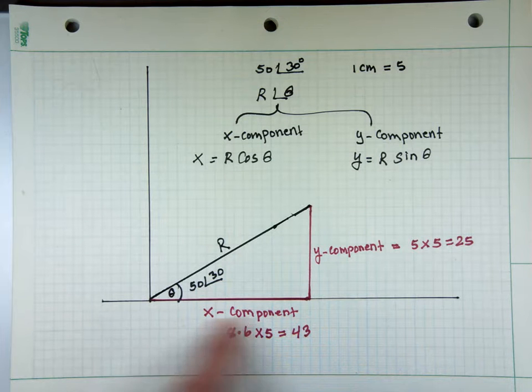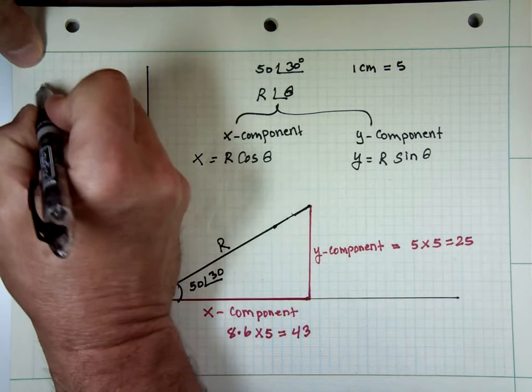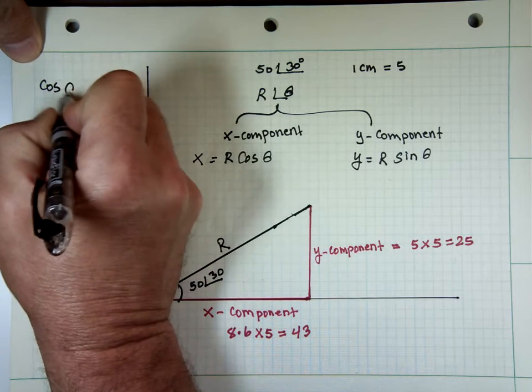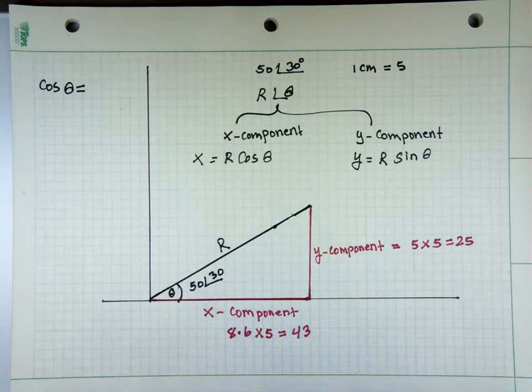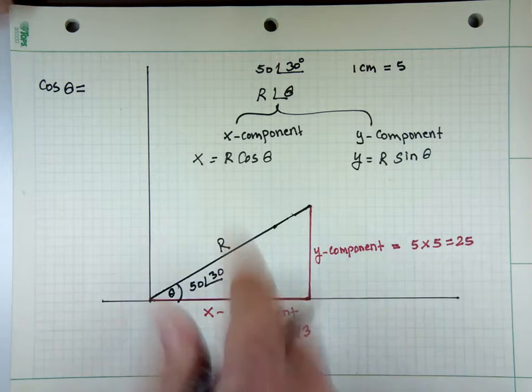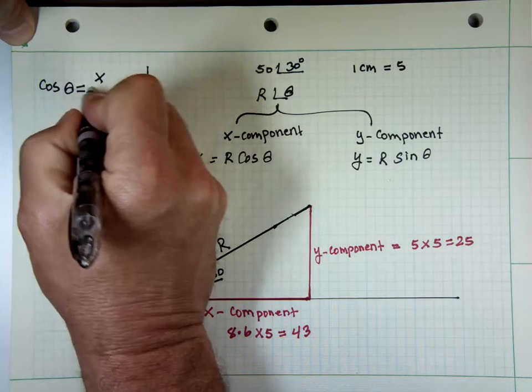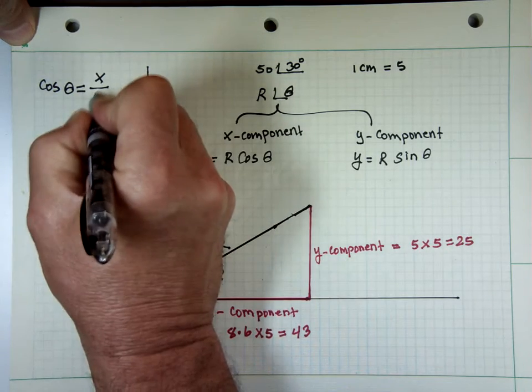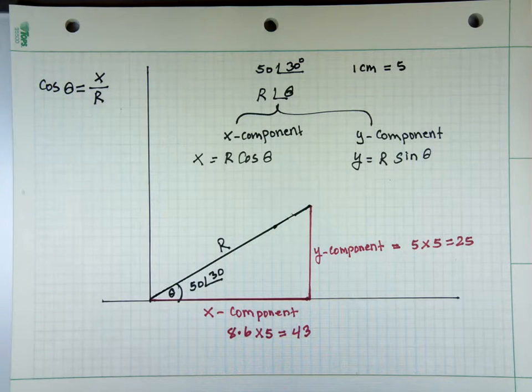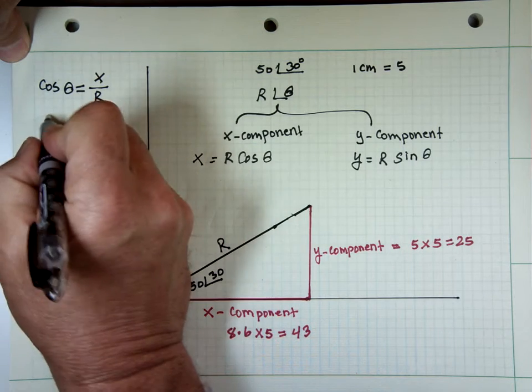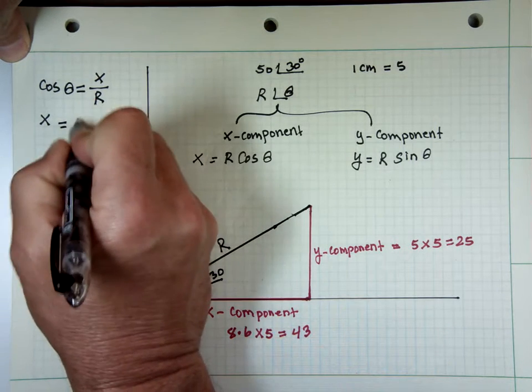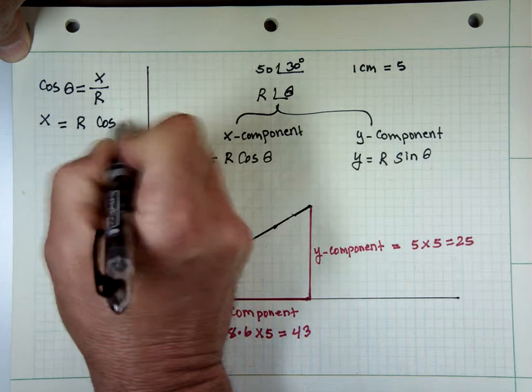This side is the adjacent. Remember, what's cosine theta? From geometry, the adjacent over the hypotenuse. What's the adjacent? The adjacent is the x value, and the hypotenuse, that's r. So that's why when you solve it for x, x is always equal to r cosine theta.